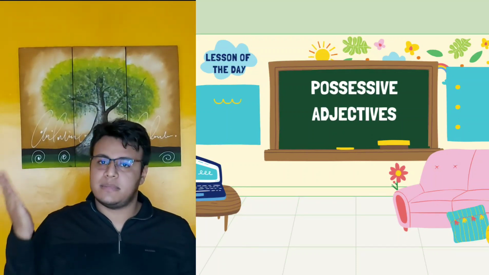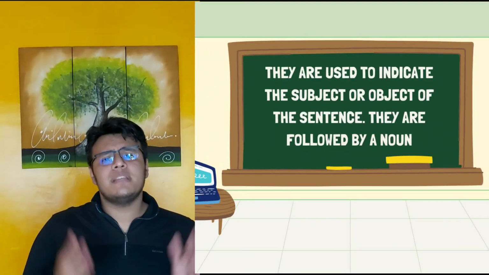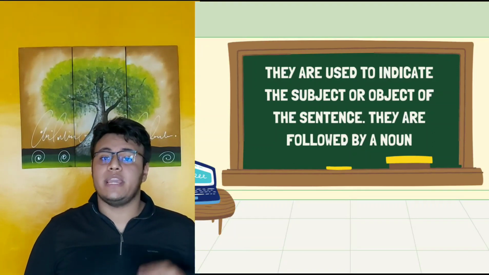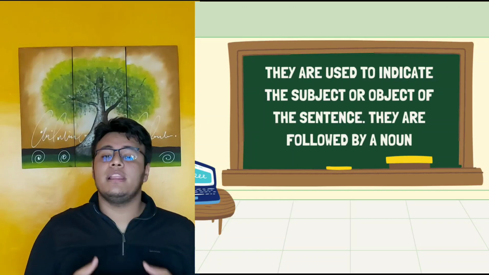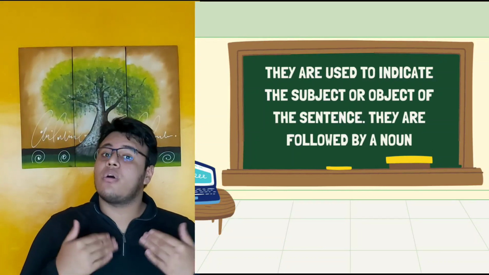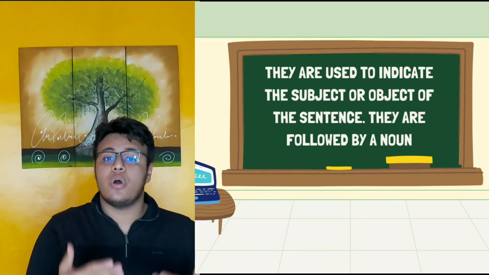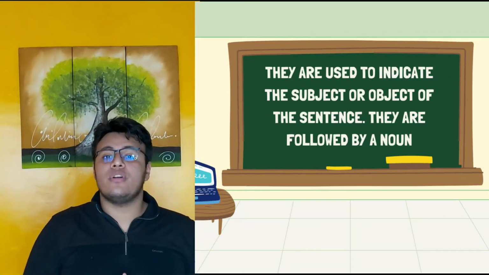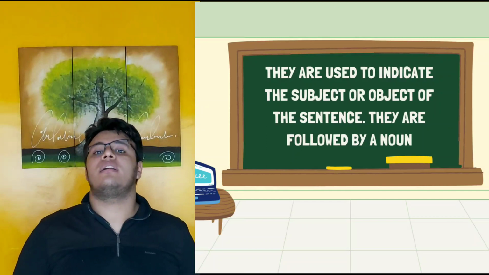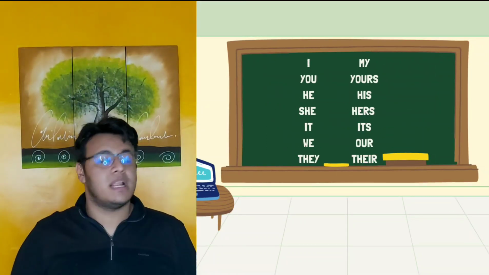But what are possessive adjectives? The possessive adjectives are normally used to indicate the object or the subject of the sentence, and they are normally followed by a noun. But they also mean that something belongs to someone or something belongs to an object. Now, I'm going to tell you what exactly the possessive adjectives are.